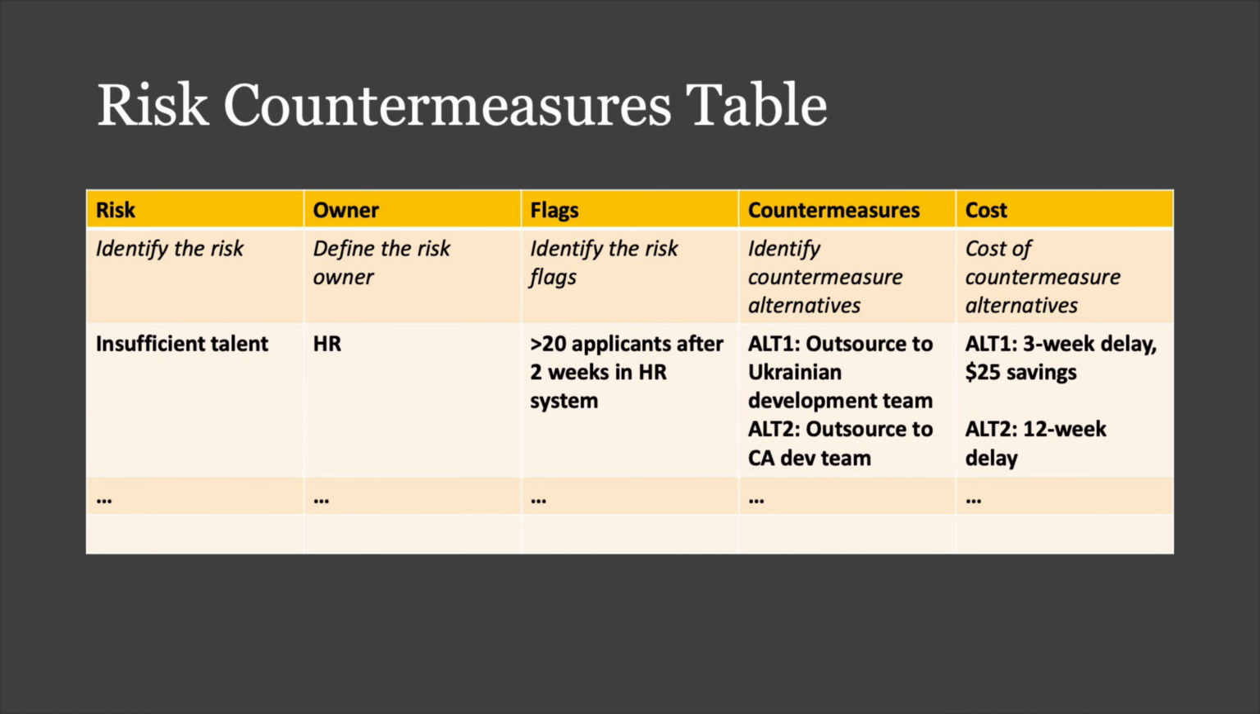Now here's a risk countermeasure table. This is very similar, and notice this particular table is different than the first one. You could combine those and have them in one large spreadsheet or one tool, but I broke them out for sake of clarity. But the first column here, we have risk, which identifies the risk, and this is similar to the first column in the other table.